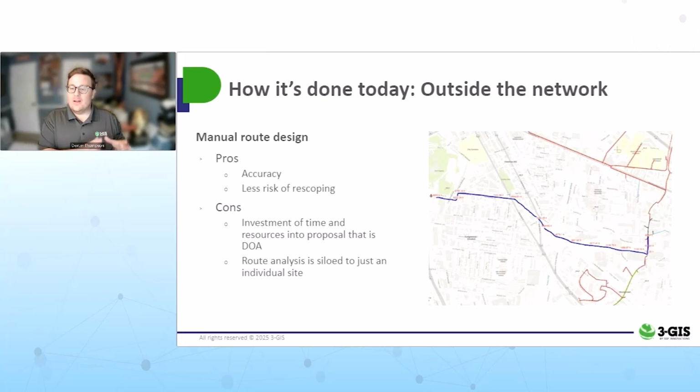And again, that route analysis might just be siloed to that one site. So there's no possibility of daisy chaining, maybe, or using other context like, hey, am I going to pass any other buildings? Nothing like that can be done. So a couple of issues there. So how can we solve that?